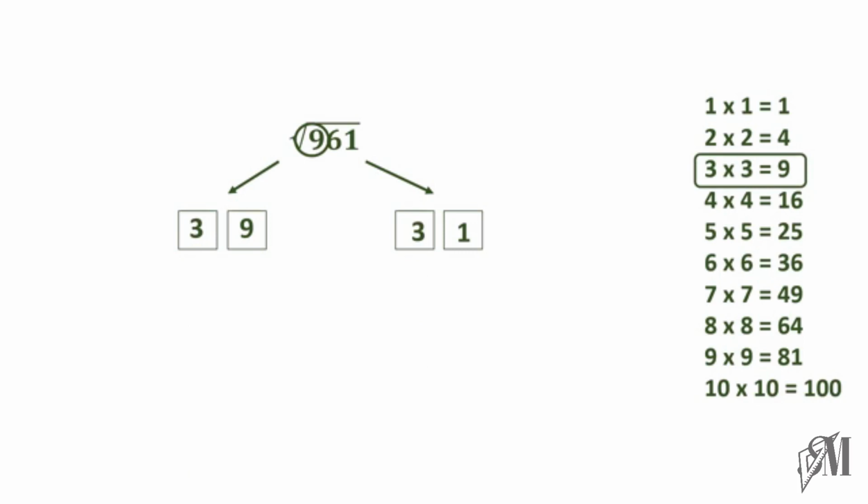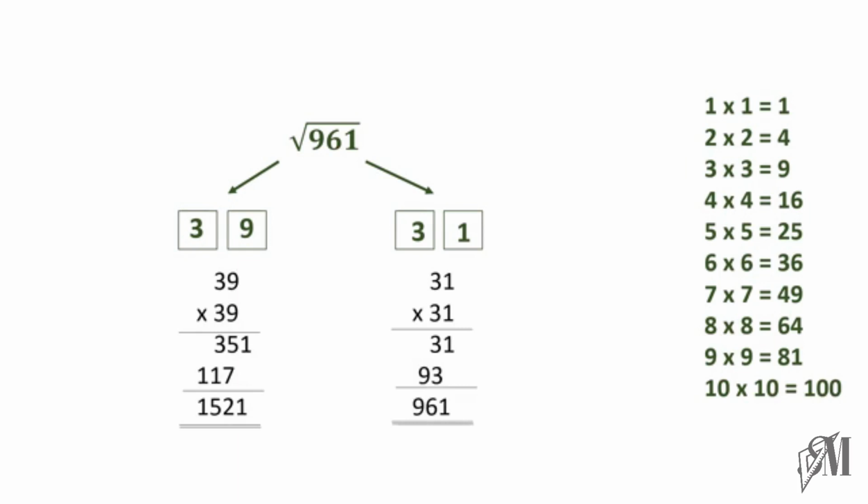And then the next step, you know what to do. We multiply 39 by 39 and 31 by 31 and see what gives you 961. Right, let's multiply. And there you go. 31 into 31 is 961. Therefore, the root of 961 is 31. So this is how you calculate the square root of a given number by the observation method. Remember, this method can be followed for the numbers between 100 and 1000. So keep that also in your mind.